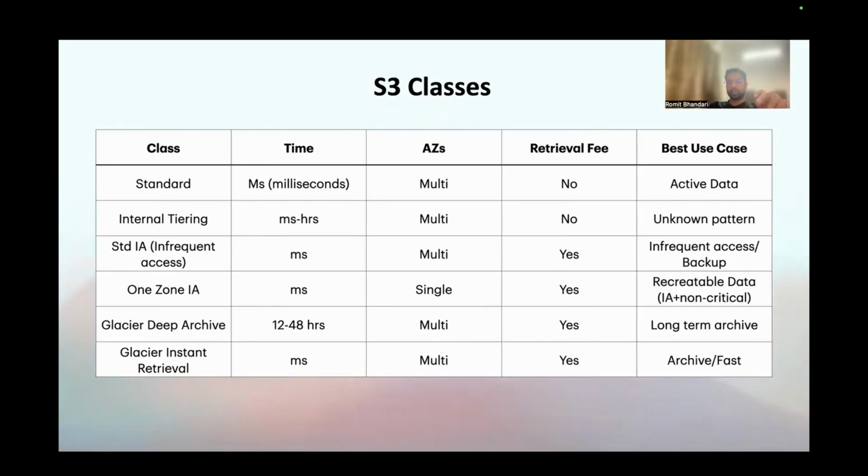Okay, so it is multi-AZ anyway, Glacier Instant Retrieval, but it is faster. So cost-wise it would be on the higher side. So there is a trade-off, right? If you are getting something, you have to pay money for that, right?